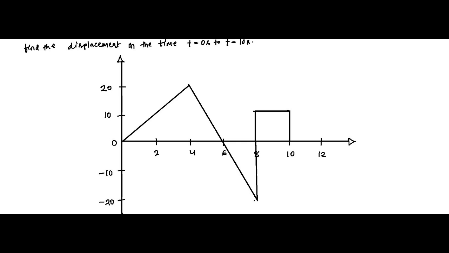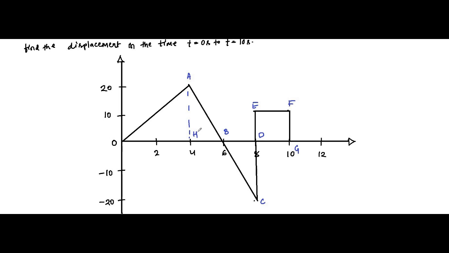Okay, so first let us mark the different points on this graph, starting from the origin O. Let's say this is O, this is A, this is B, this is C, this is D, this is E, F, G, and let's say this point here is H. It will come into play.